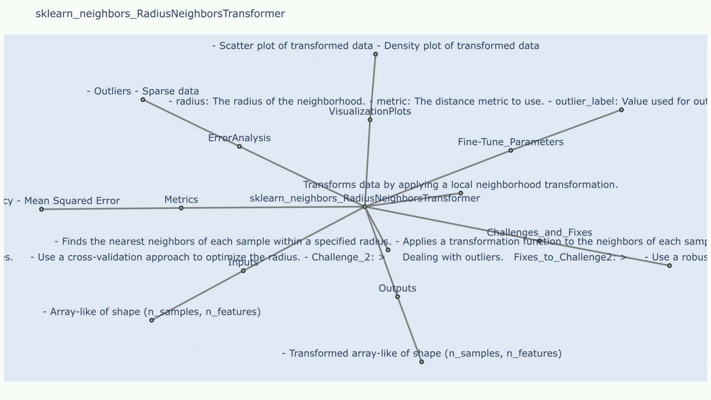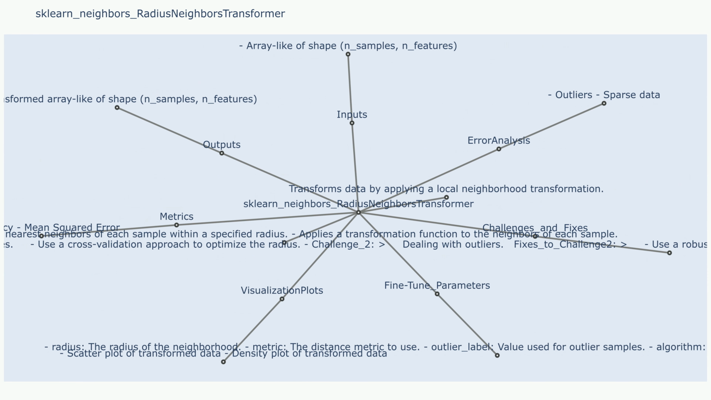Challenge 2. High-dimensional data. Finding neighbors in high-dimensional space can be computationally expensive and might result in poor performance. Sample use case that resulted in challenge 2. A dataset with hundreds or thousands of features could lead to this challenge.